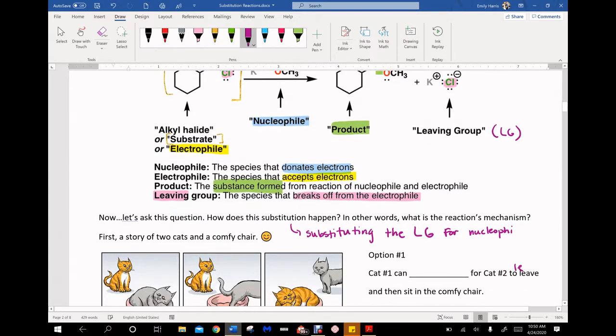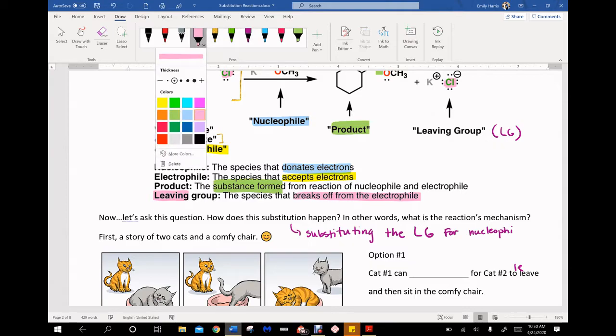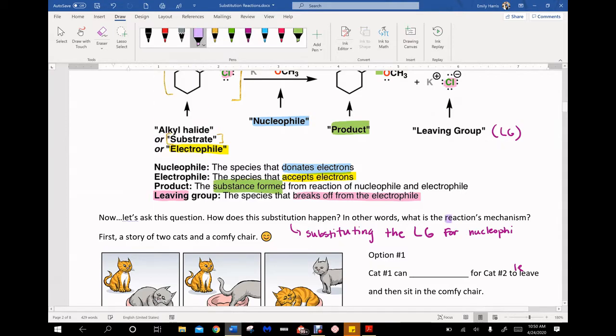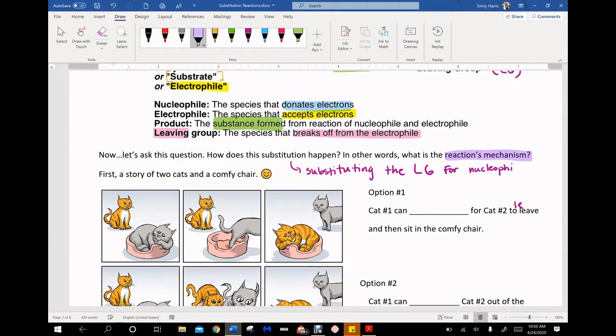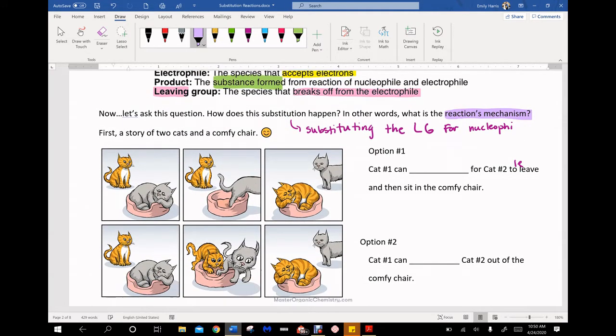All right. So now what we're going to ask is, how does this substitution actually happen? And so we're going to introduce this idea of what's called a mechanism. Okay? When we ask how does something happen or how does it work, that's what a mechanism is referring to. To introduce this, let's tell a story of a few cats and a really comfy little cat chair. Also, these notes and examples are from masterorganicchemistry.com. So thank you to them for putting this out there for us to use.